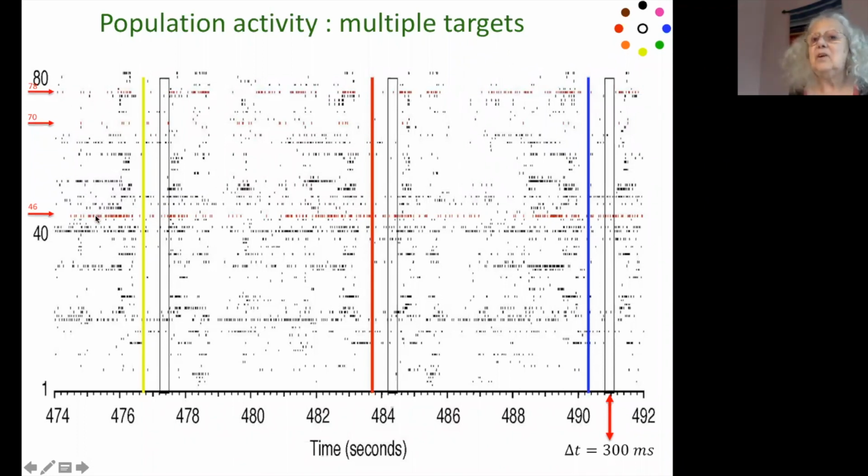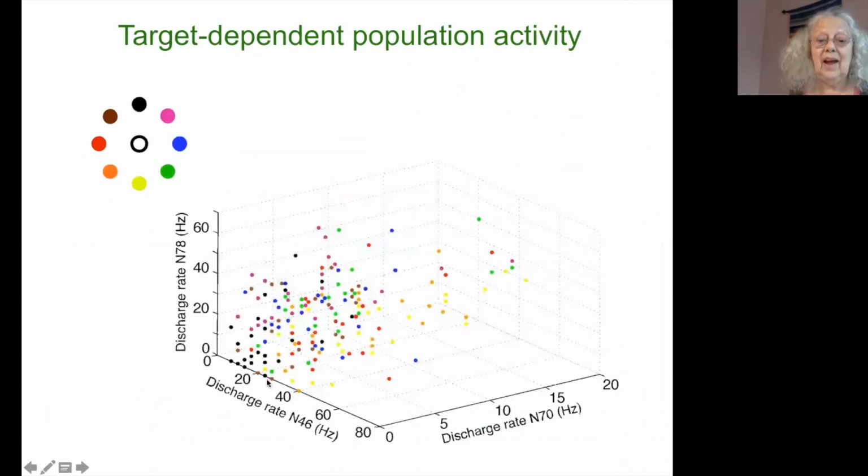So I'm going to do a very crude attempt at a 3-dimensional visualization. I'm going to show you neuron 46, which is a neuron that fires a lot, neuron 70, which is a neuron that fires very little, and neuron 78, which is a neuron that fires in a kind of irregular manner, sometimes more, sometimes less. So I'm going to go to a 3-dimensional space where the axes are the firing rate of neuron 46, the firing rate of neuron 70, the firing rate of neuron 78.